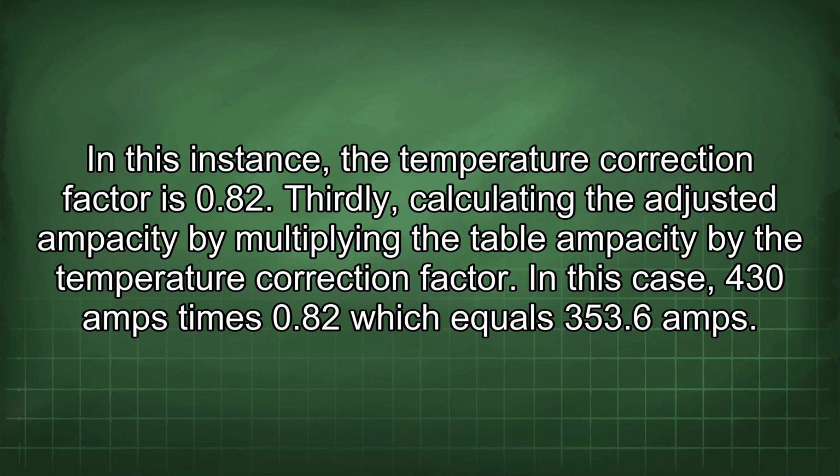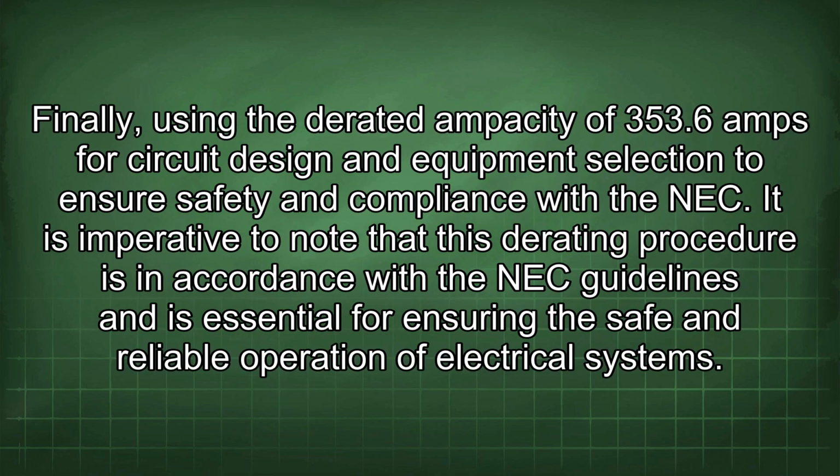Thirdly, calculating the adjusted ampacity by multiplying the table ampacity by the temperature correction factor. In this case, 430 amps times 0.82, which equals 353.6 amps. Finally, using the derated ampacity of 353.6 amps for circuit design and equipment selection to ensure safety and compliance with the NEC. It is imperative to note that this derating procedure is in accordance with the NEC guidelines and is essential for ensuring the safe and reliable operation of electrical systems.